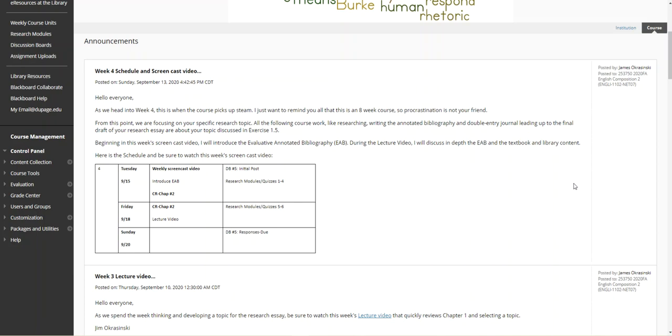So the researching, writing of the annotated bibliography, the double entry journal, and the final draft of your research essay are all going to focus on your efforts on this topic. The sources that you find for the annotated bibliography are the sources you'll use for the double entry journal and for your research essay. Yes, if you find some additional sources, you can incorporate those, but this is one focused attempt in writing the research essay, one focused topic, all right?